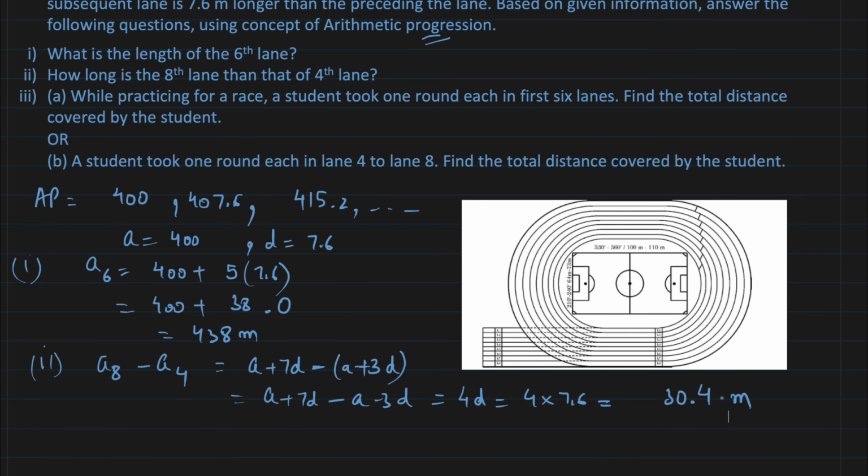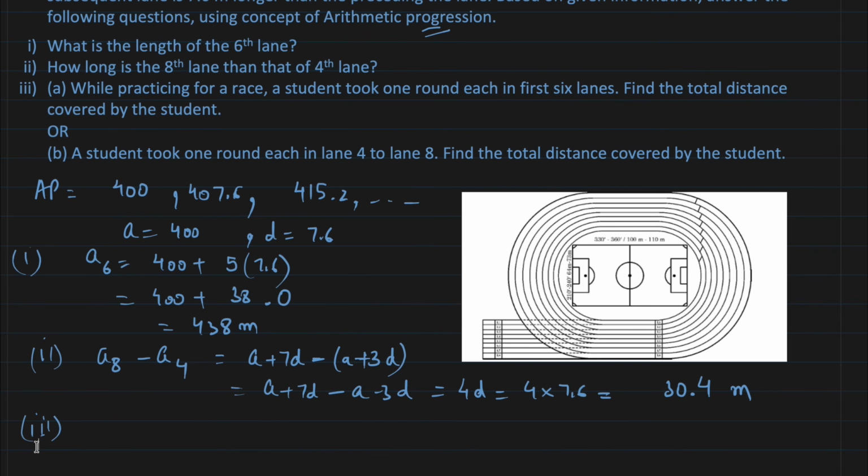Now the third part here. While practicing for a race, a student took one round each in the first 6 lanes, then find the total distance. So in the first 6 lanes he has taken one round, right? So for this part we have to calculate S6. The formula for S6 is n/2, so 6/2, 2a, so 2 into a is 400 plus, S6 is 5d, 5 into 7.6. You have to do this.